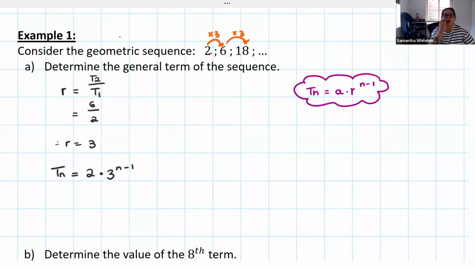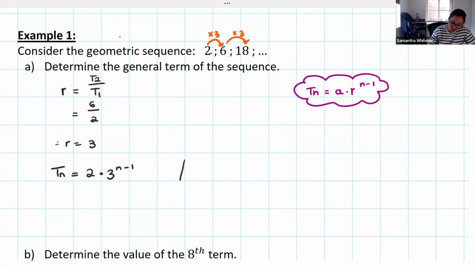So finding Tn for a geometric sequence is actually really nice. It's not like your quadratic where you've got 3 equations that you need to solve. It's not like the arithmetic where we sort of feel like we have to simplify. That's it. Sub in an A, sub in an R, you are done.